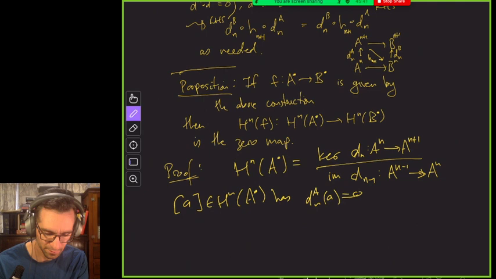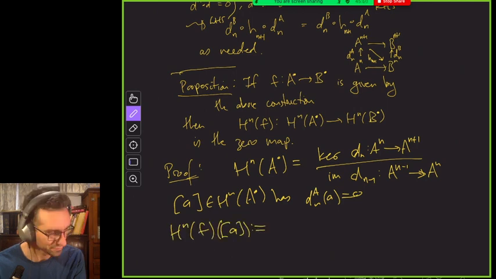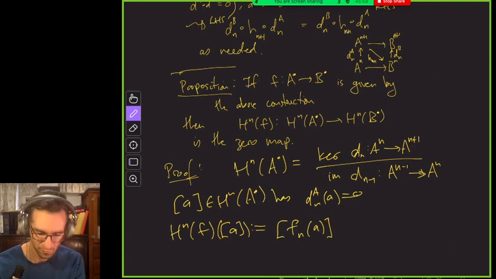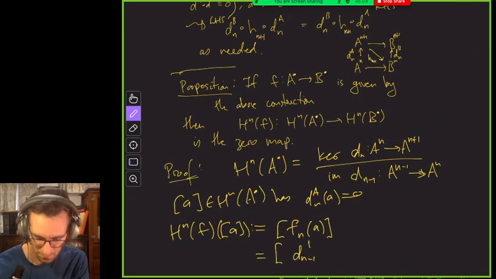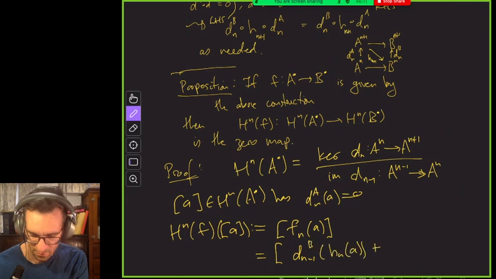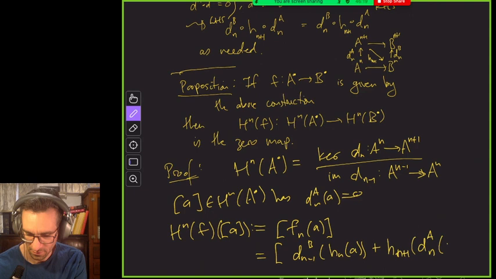HNF applied to this equivalence class is defined to be the equivalence class of FN applied to A. But what's FN? FN is a slightly complicated thing. HNA plus HN plus 1. And all the pieces just fit together. It's very beautiful.